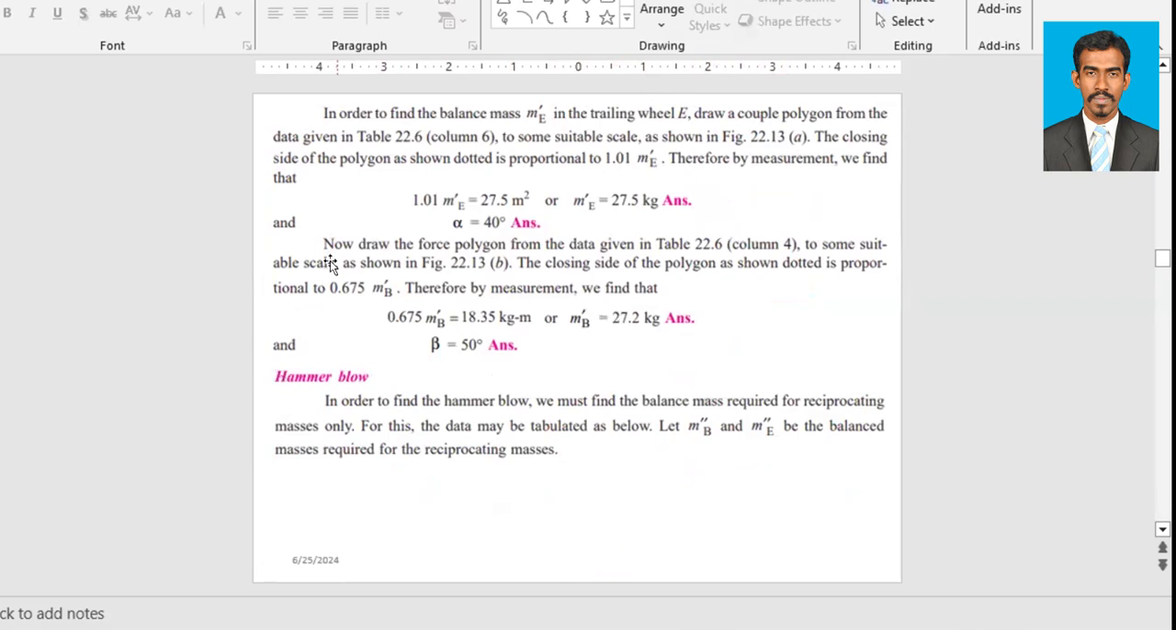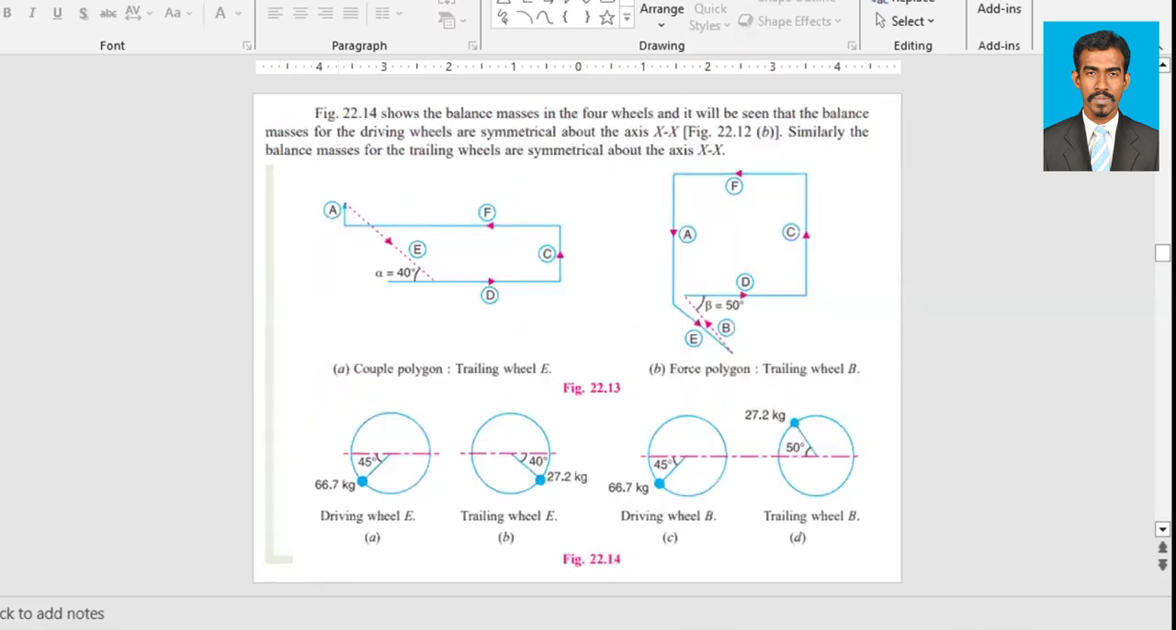So this is for the balancing of the trailing wheel, right? This one is for the balancing of the trailing wheel, all right? So based on this data or solution that we have obtained so far, we can roughly place those weights or masses here. So if you consider driving wheel E is this one and trailing wheel E is this one. Similarly, driving wheel B is this one and trailing wheel B is this one.